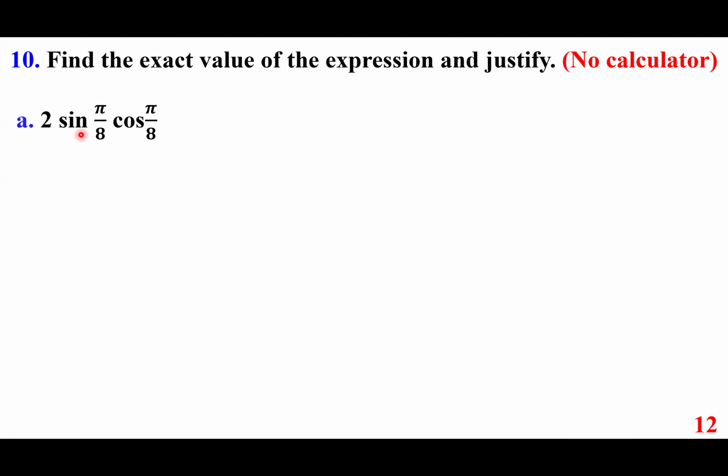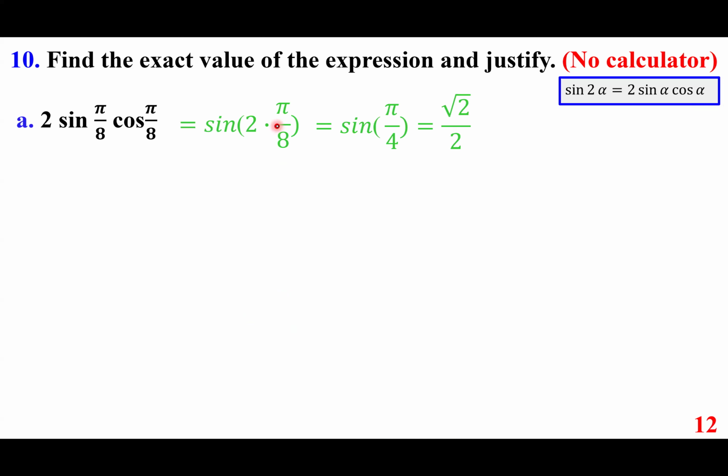Just 2 sine pi over 8 cosine pi over 8, reminding everybody that sine of 2 alpha is 2 sine alpha cosine alpha. So therefore, this is sine of 2 alpha. That means sine of 2 times pi over 8, which is pi over 4. And as you know, sine of pi over 4 is square root of 2 over 2. Then 2 sine 45 cosine 45, sine of 2 times 45, sine of 90, which is 1.